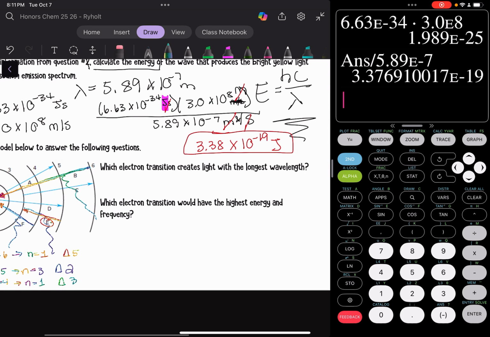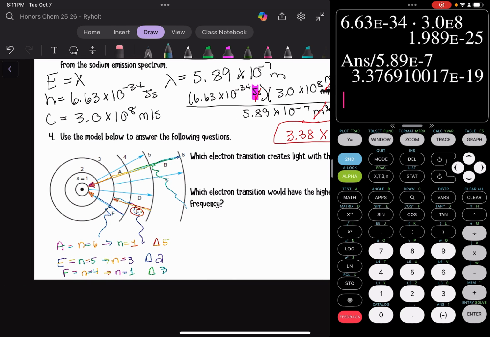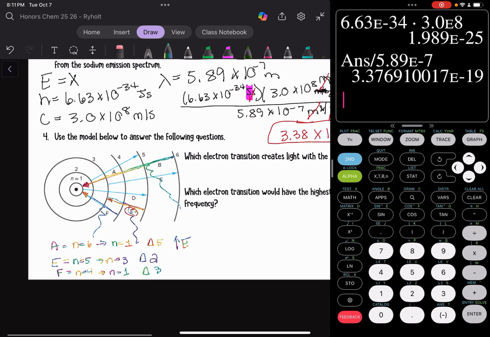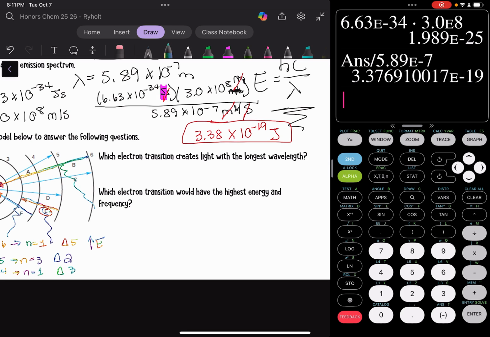It says, which electron transition creates light with the longest wavelength? If the energy is proportional to the number of energy levels that an electron falls, that means this one is going to have the highest energy. But we know that wavelength has an inverse relationship with energy. If that's the case, then the one with the highest energy would have the shortest wavelength. But that's not what it's asking.